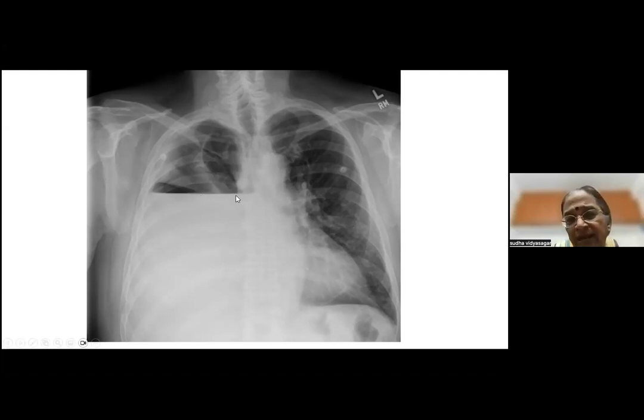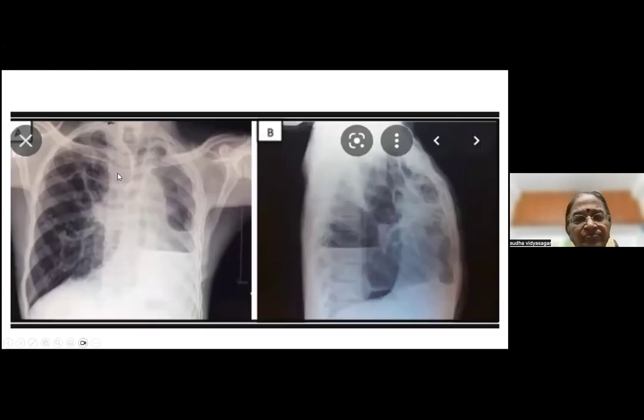It's going right through like that. Huge shift of the trachea. Mediastinum is also shifted. Very clear. Upper part is blackish and the lower part is white. Okay, fine. Right. Let's go to the next one.